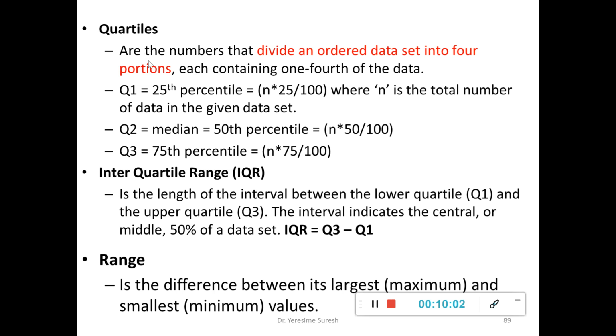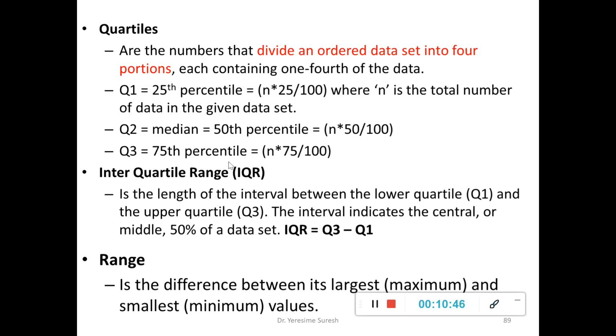Now, what are quartiles? Quartiles are the numbers that divide an ordered data set into 4 partitions, each containing 1/4 of the data. I define these 4 groups as Q1, Q2, Q3, and the last one is Q4 at the 100th position. Q1 is the 25th percentile, calculated by multiplying the number of observations n by 25 divided by 100, where n is the total number of data observations in a given data set. Similarly, Q2 is the median or the 50th percentile, wherein I multiply n by 50 divided by 100. Similarly, Q3, the 75th percentile, is n multiplied by 75 divided by 100.